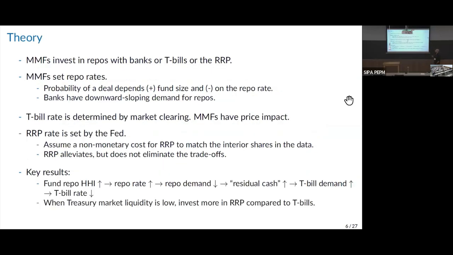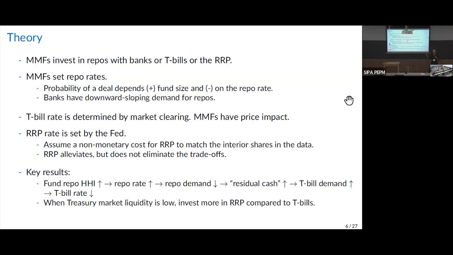Okay, so the theory is quite simple. They can invest in repos with banks or in T-bills. If this was the case, solving the model would be quite easy, it's two markets. But what really complicates things is the RRP. So we have three different markets that they invest in. And in the price setting process, they set the repo rates, and there's a probability of a deal that depends on the fund size.